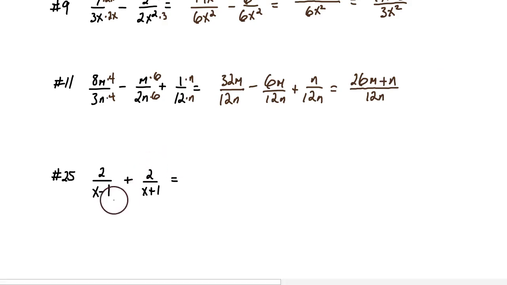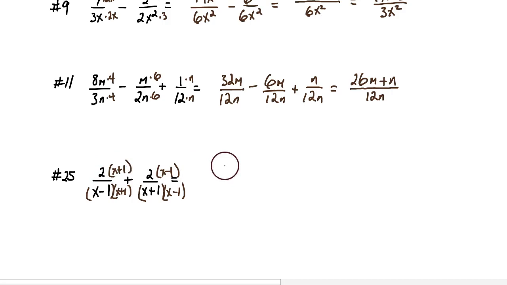Number 25, we do not have the same denominators. Our lowest common denominator has to have this factor in it and this factor. So our LCD is going to be x minus 1 times x plus 1. We can make this have that LCD if we multiply it by x plus 1, and in the top. We can make this have the LCD if we multiply it by x minus 1, and in the top.